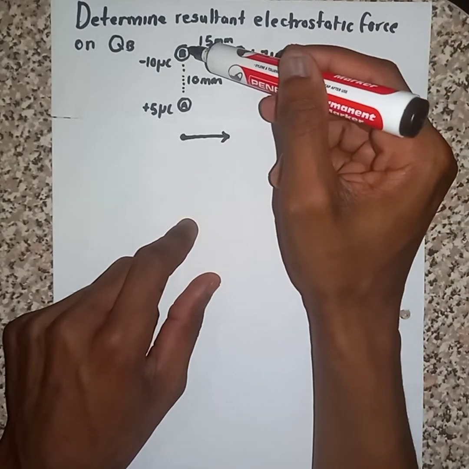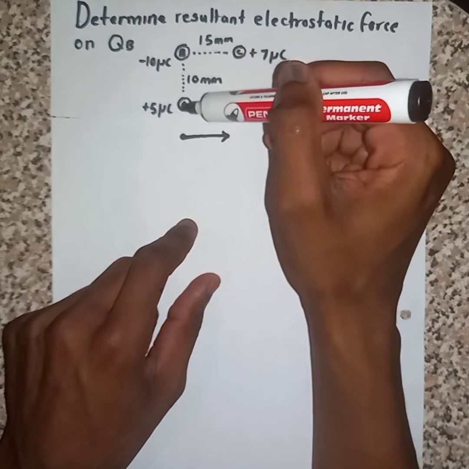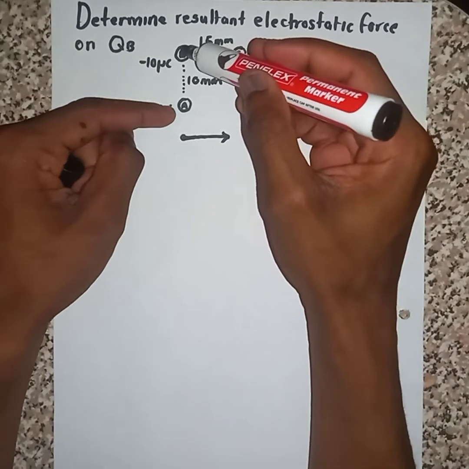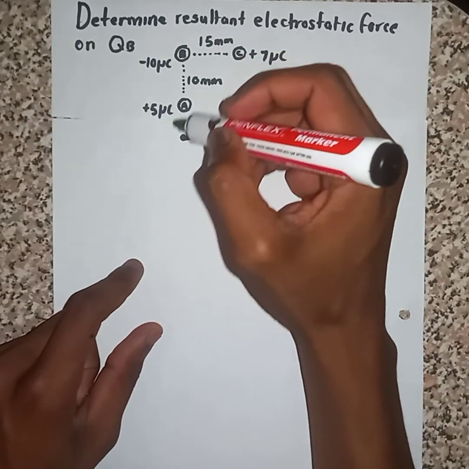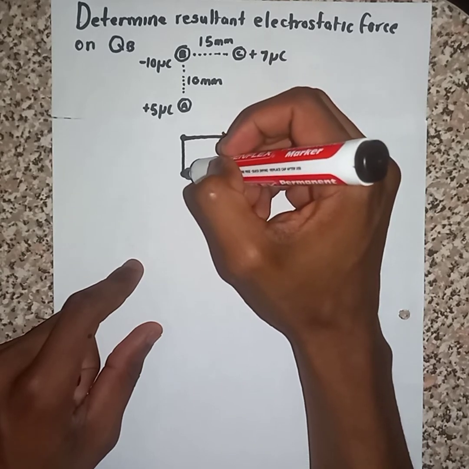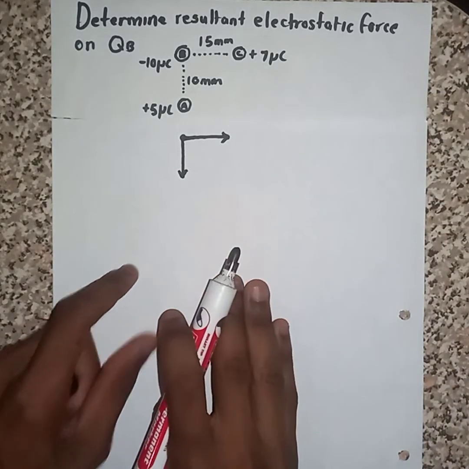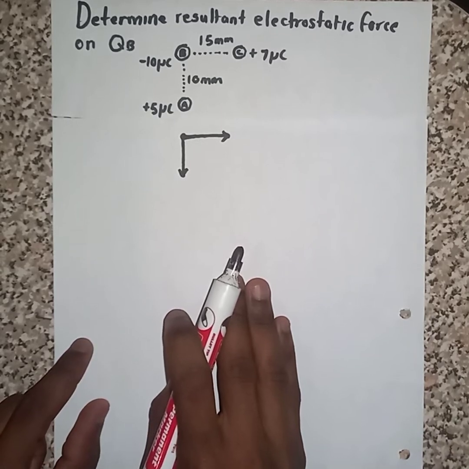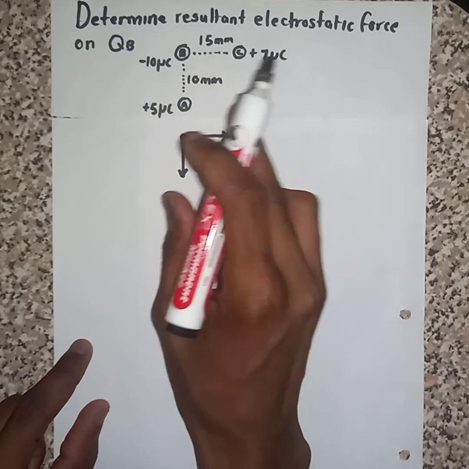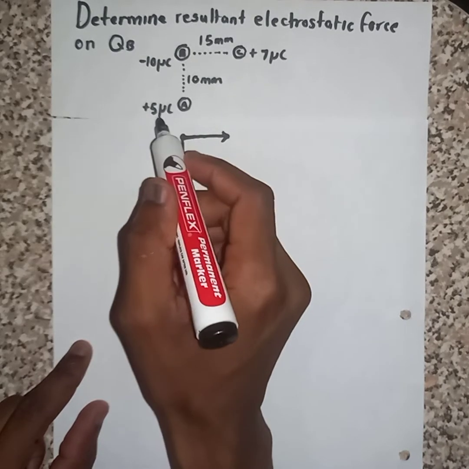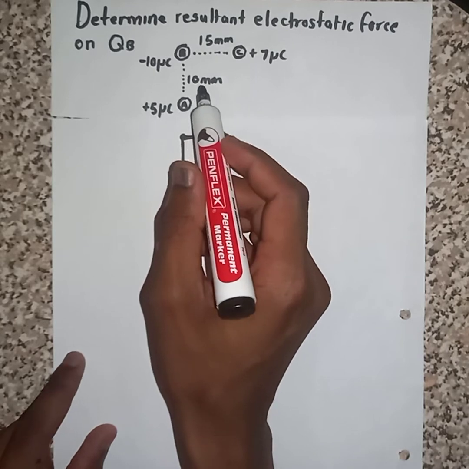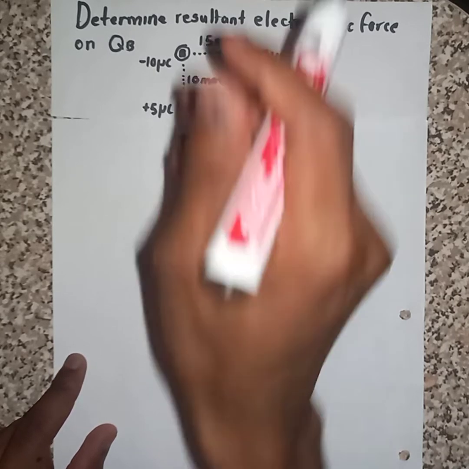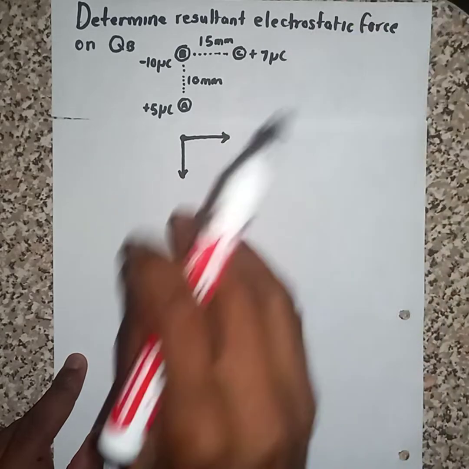Then let us do the same for B and A. Same, they are going to attract, but this time around B will go downward like this. You see? Then immediately after doing this, we are going to convert almost everything that we have: charges into coulombs, our distances into meters. Okay, let us convert.